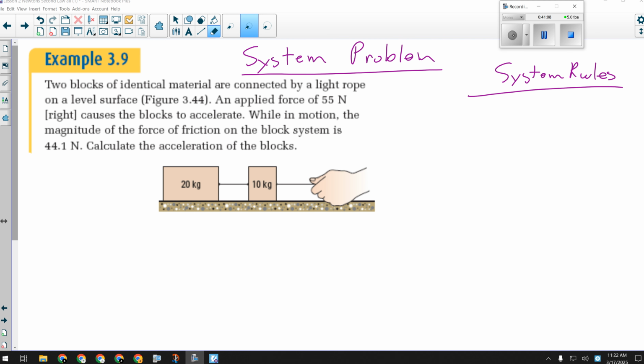So, first off, what's a system? A system is multiple masses connected. So a system contains multiple masses connected.